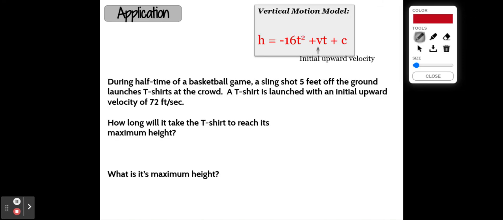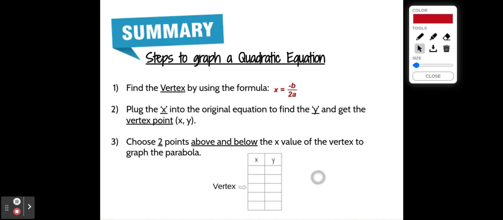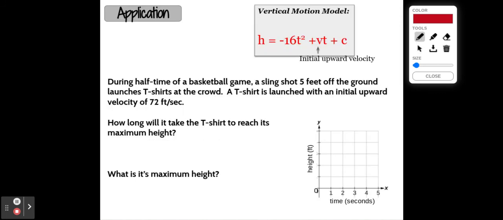Okay, here's our second one. During halftime of a basketball game, a slingshot 5 feet off the ground launches t-shirts at the crowd. A t-shirt is launched with an initial upward velocity of 72 feet per second. Wow. Okay, let's quickly graph what's happening just to give us an idea of what this looks like. So we have 5 feet off the ground. Let's just call this 5 feet.